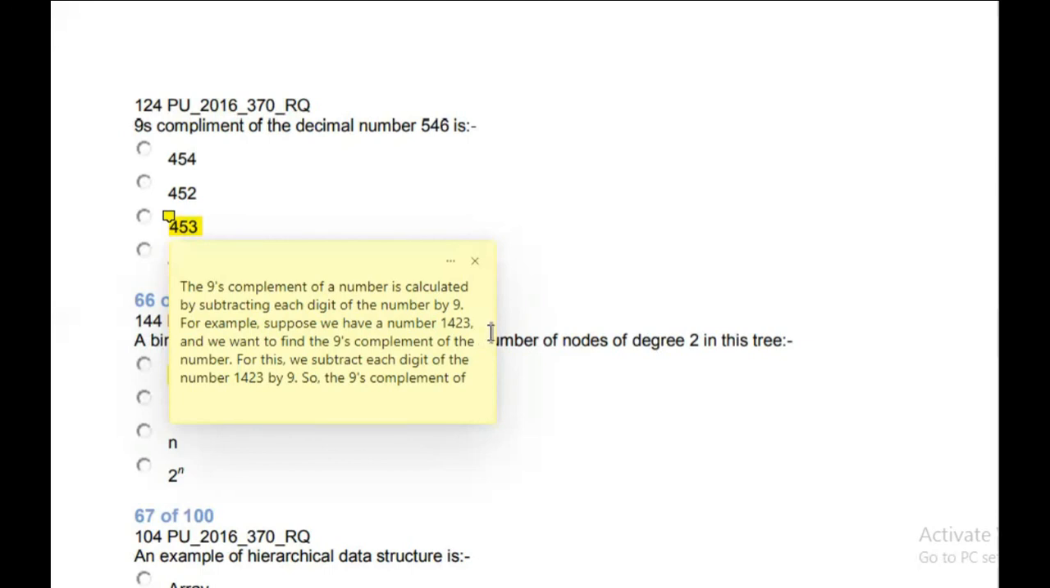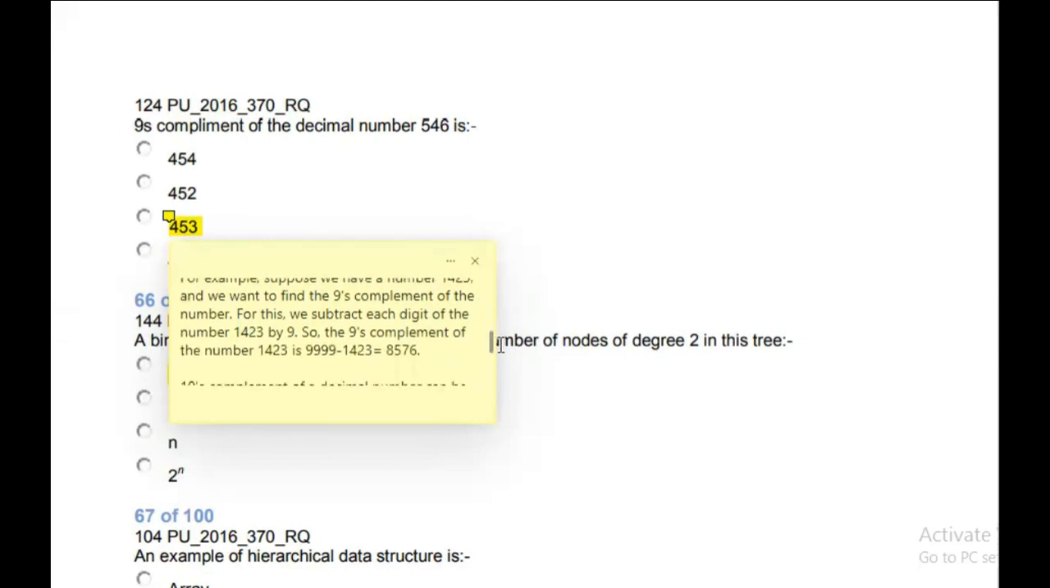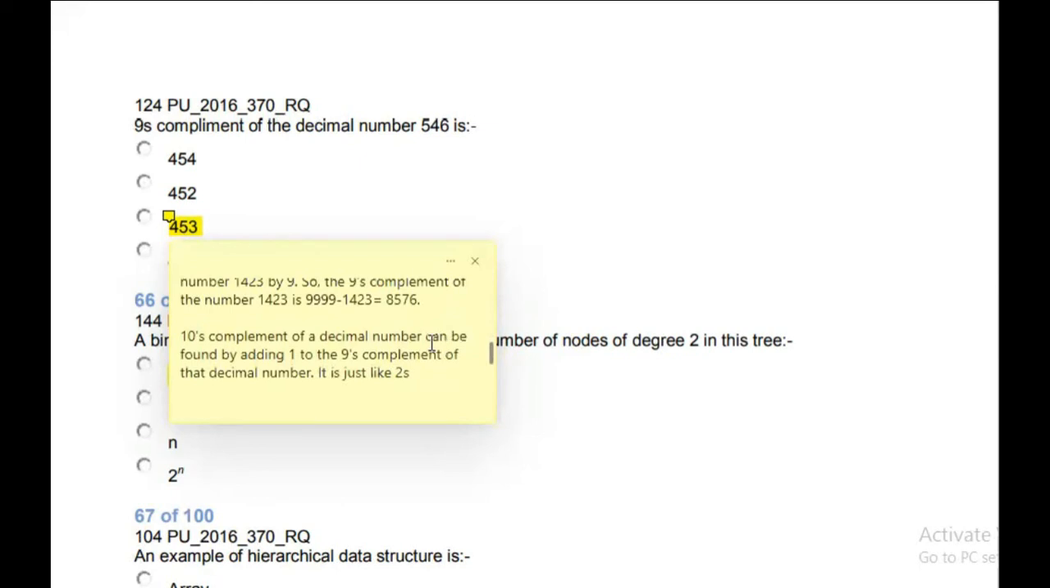So the nines complement of the number 1423 is 9999 minus 1423, which is equal to 8576. And the last is tens complement.